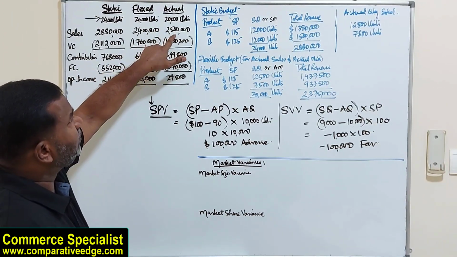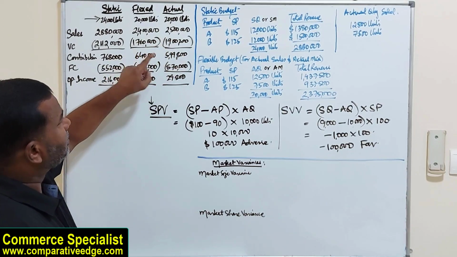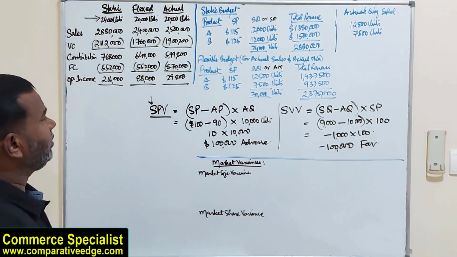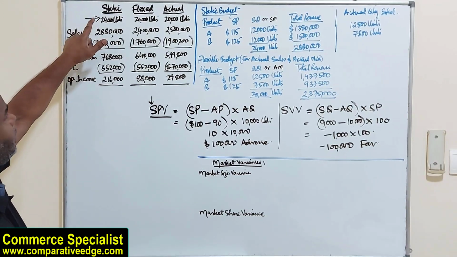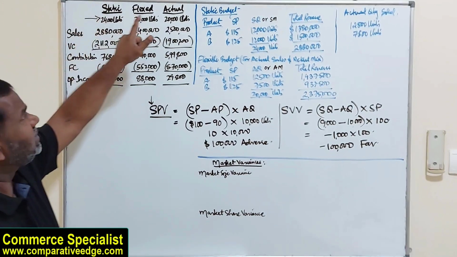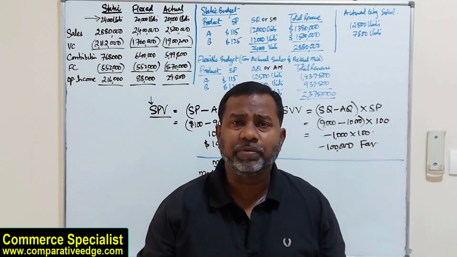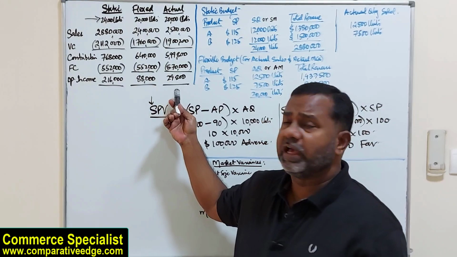So this happened to be your sales, your variable cost, your contribution, your fixed cost, and your actual operating profit. This static budget is for 24,000 units and these actual results are for 20,000 units. Generally, we do not compare the static and the actual ones.